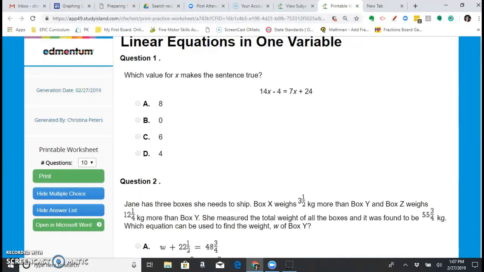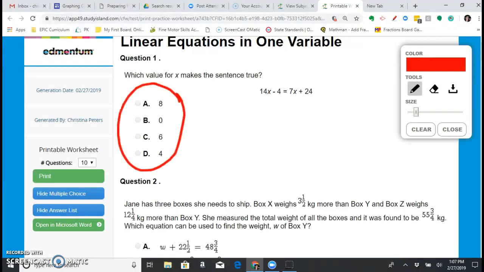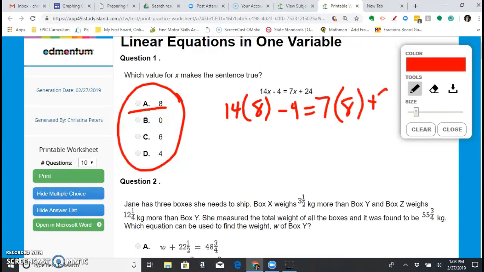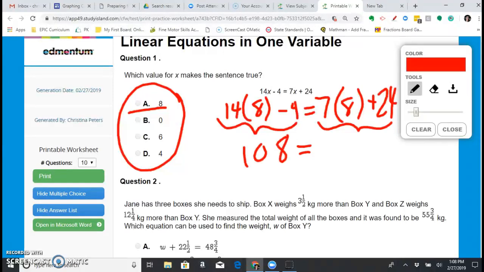These might be my favorite problems on the ACT because they ask you what X is, and they are so nice because they give you options. Anytime you're asked what a variable is and they give you options, plug it in to see if it works. Every time you see an X, plug in 8, plug both sides in your calculator and see if they equal each other. 14 times 8 minus 4 is 108.